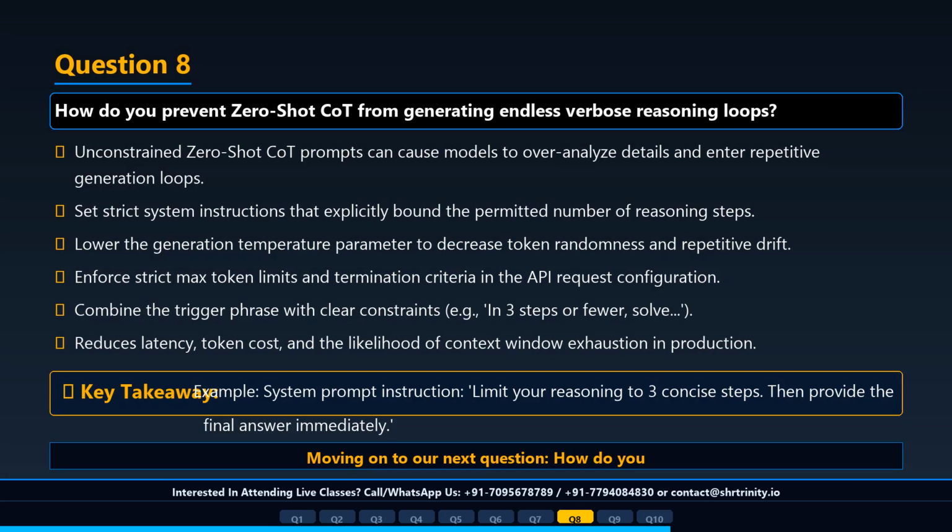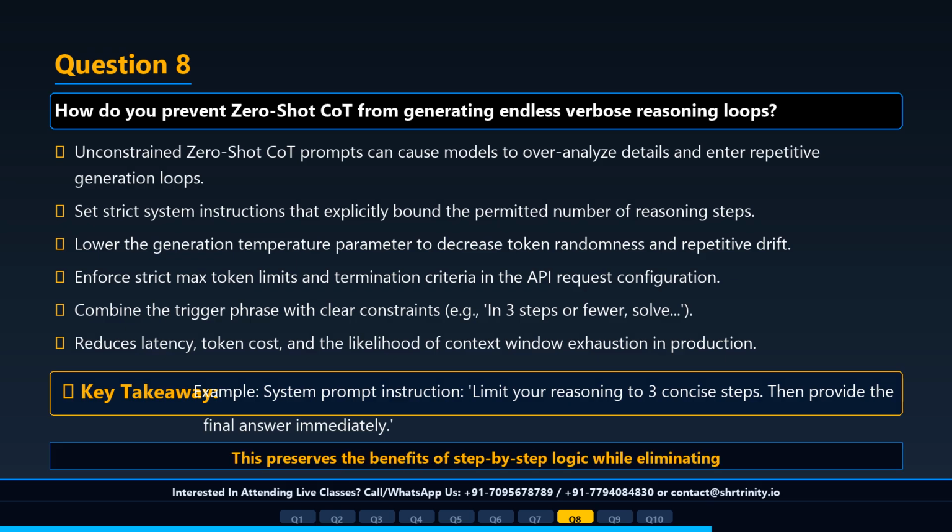Question 8. How do you prevent zero-shot CoT from generating endless verbose reasoning loops? To prevent verbose reasoning loops, configure strict system instructions defining step bounds, lower the generation temperature, and enforce explicit termination criteria or max token limits. Without constraints, open-ended reasoning prompts can cause the LLM to overanalyze trivial details, repeating similar logical steps and exhausting the token generation limit before providing an answer.